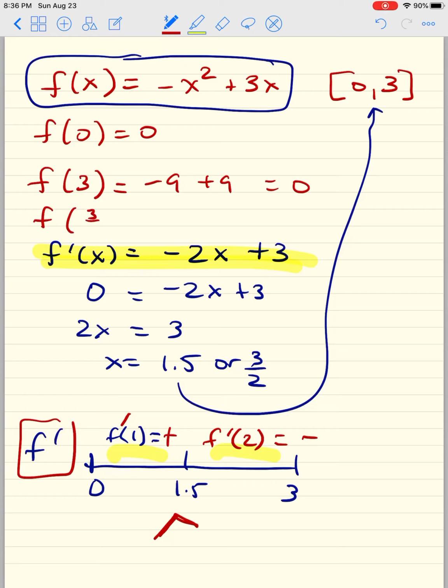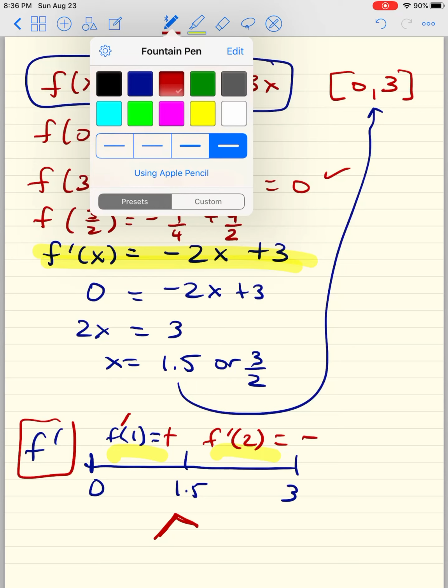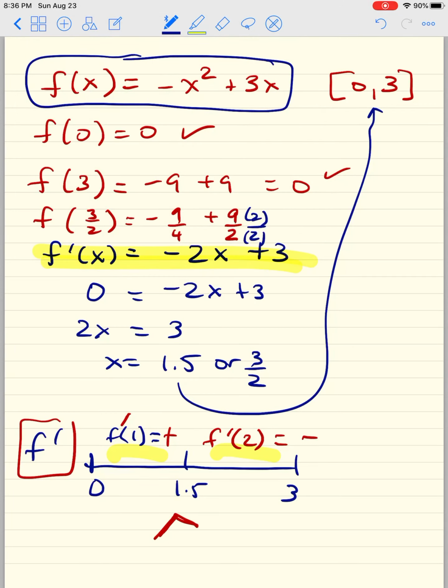Now we need to see if 3 halves is bigger than 0 or less than 0, so we can have a minimum or a max depending, okay? So for 1.5, we're going to have negative 9 fourths plus 9 halves. If I combine this by multiplying by 2, then I'm going to have positive 9 fourths, which is basically 2.25. So that's actually bigger than these two. So I have two mins, 0 and 3, because they both gave you the same number. So these are called absolute minimums. And this is my absolute maximum because 2.25 is bigger than 0.